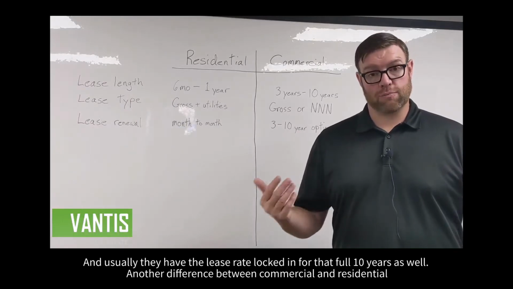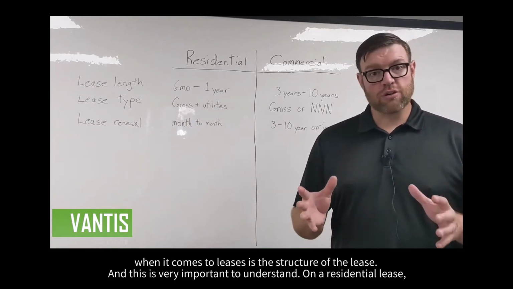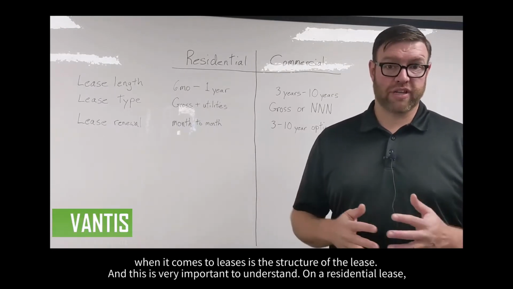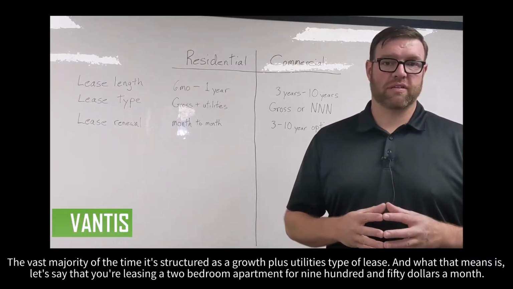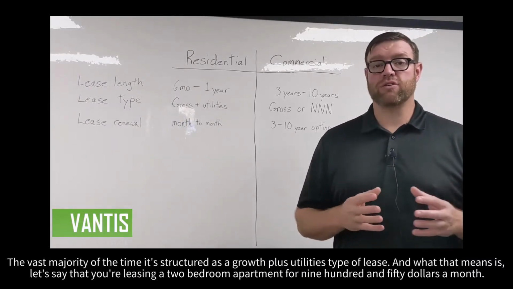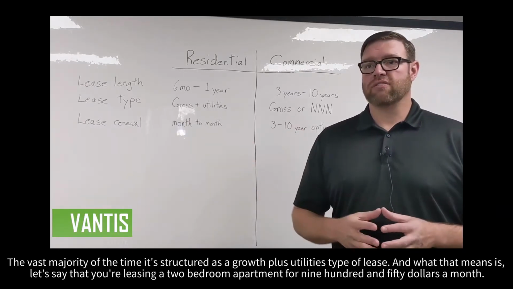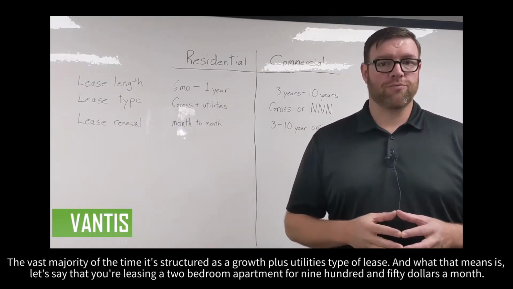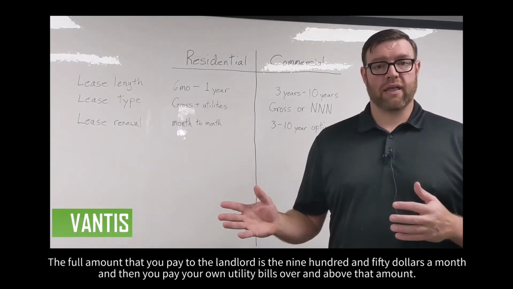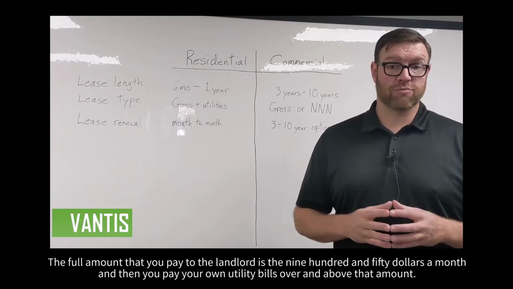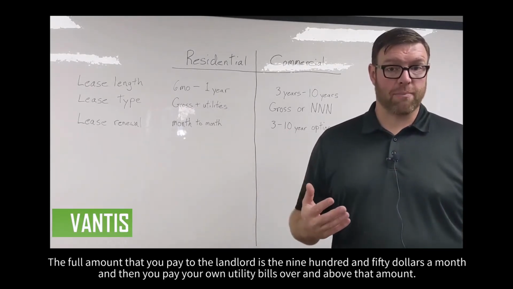Another difference between commercial and residential when it comes to leases is the structure of the lease, and this is very important to understand. On a residential lease, the vast majority of the time it's structured as a gross plus utilities type of lease. And what that means is, let's say that you're leasing a 2-bedroom apartment for $950 a month. The full amount that you pay to the landlord is the $950 a month, and then you pay your own utility bills over and above that amount.